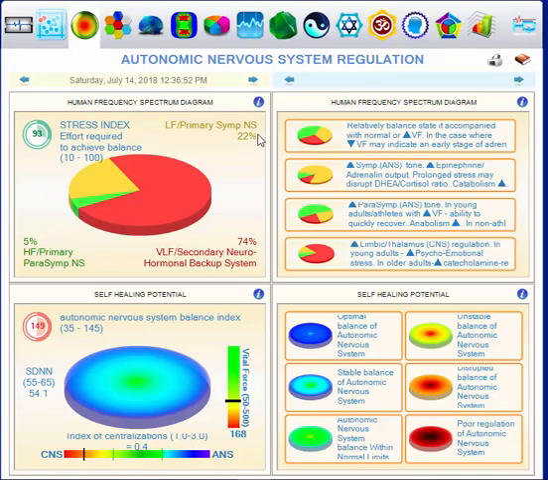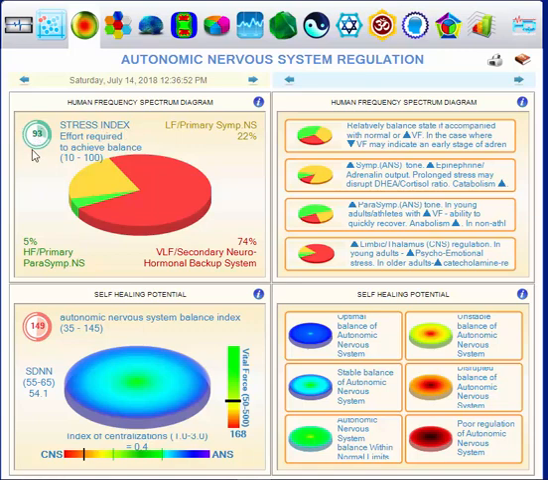Low frequency is 22%, representing the sympathetic branch of the autonomic nervous system regulation. And then we see a lot of 74, which is VLF. It's a NEURO-HORMONAL and some emotional component too. But it's very important to see how this particular person is handling stress. So this is why it's important to see what the stress index is.